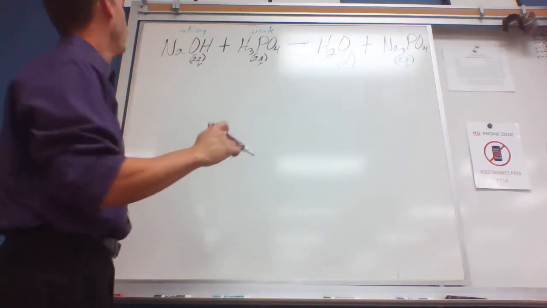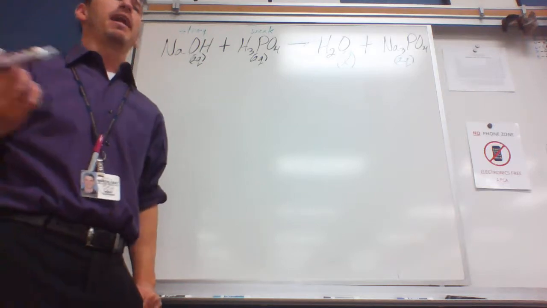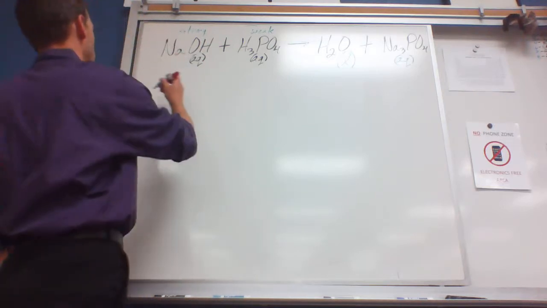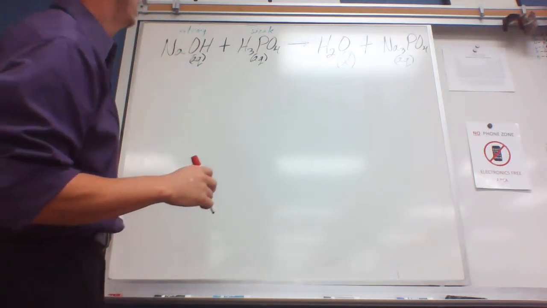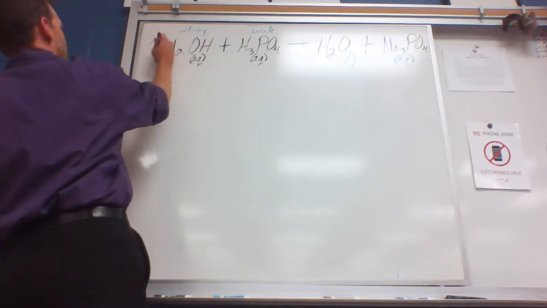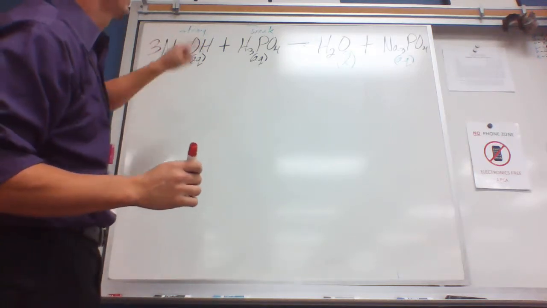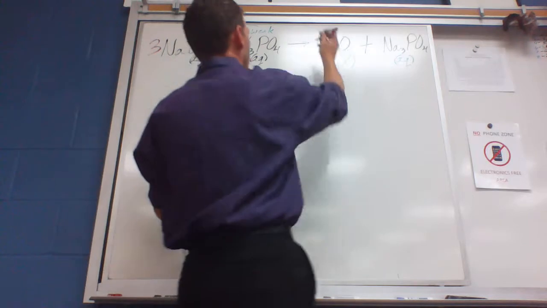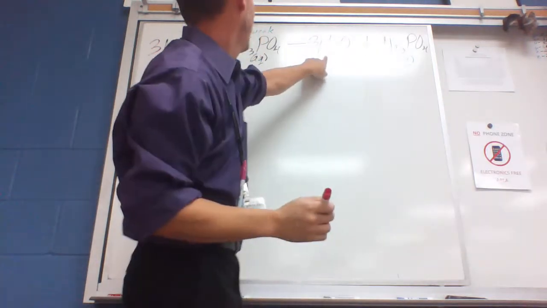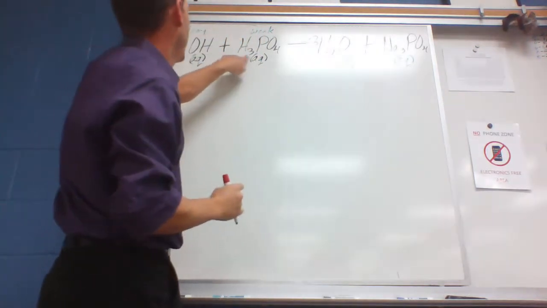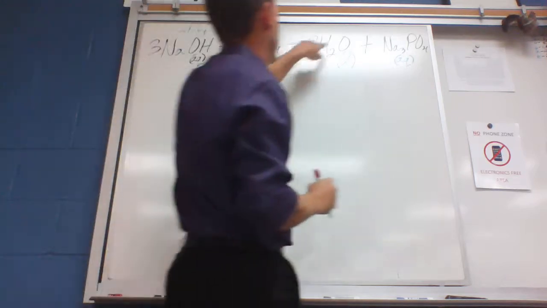All right, here we go. Let's start with complete ionic. All right, he is strong, so he will dissociate. Balance. It looks like we need a 3 there for the sodiums, and a 3 here for the water. Now there's 6 hydrogens. 3 and 3 is 6 hydrogens, 3 oxygens, 3 oxygens. Boom, but you already knew that.